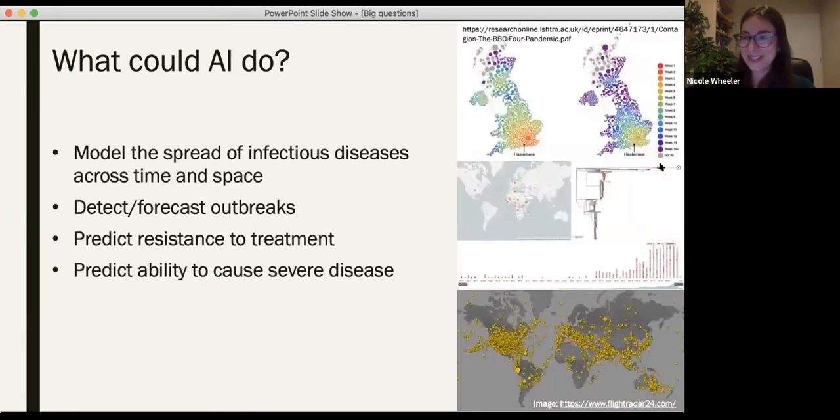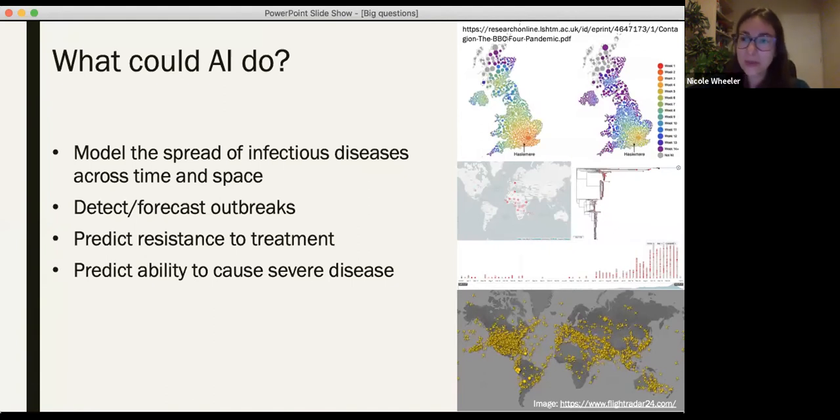So again, this is not an all-inclusive list, but some of the things that I have been thinking about is modeling the spread of infectious diseases across time and space. This can use genomic data, but it can also use things like social media activity, patterns of people's movement in terms of local movement and flight patterns. It can be looking at electronic health records. It can be using contact tracing apps, which have come up more frequently now. So there's all sorts of different data that we could use to help us better understand how an infectious disease might spread, which can help us plan interventions.